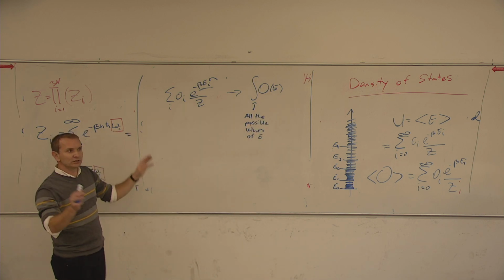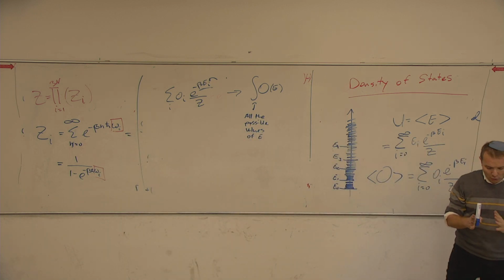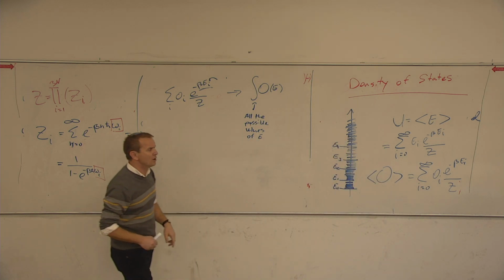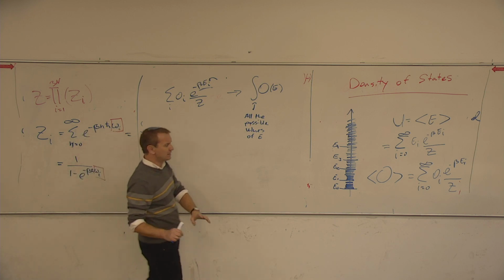No, this is a general representation of the state of the system. But you're right, when we talk about the grand canonical representation, there's also a number of particles. Let's leave it for later.